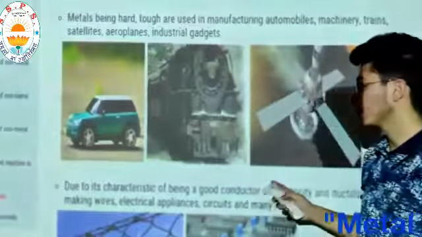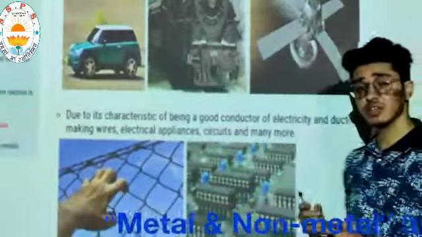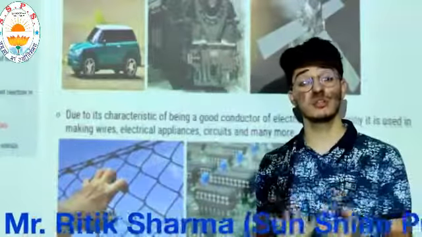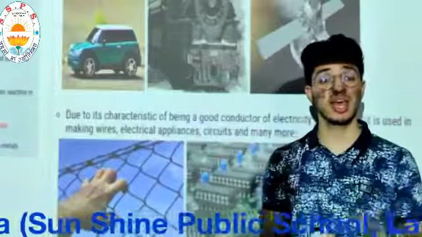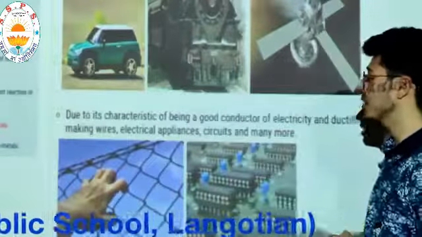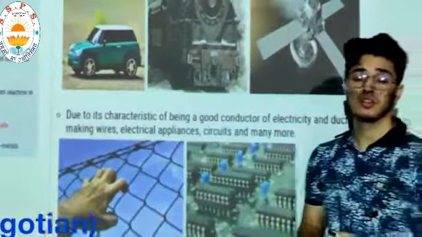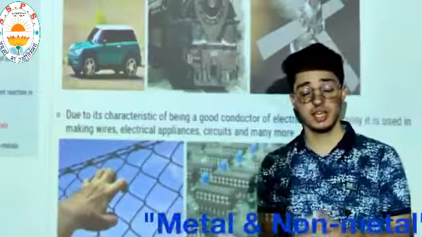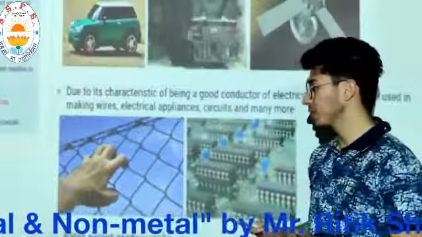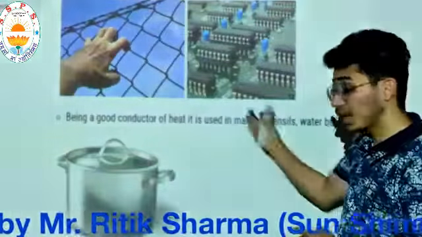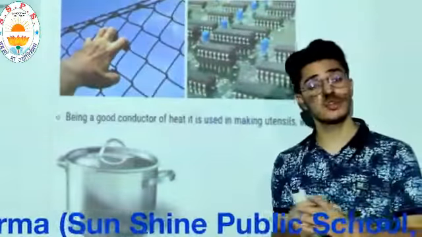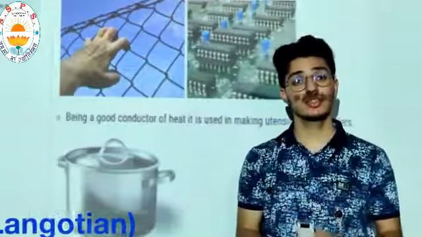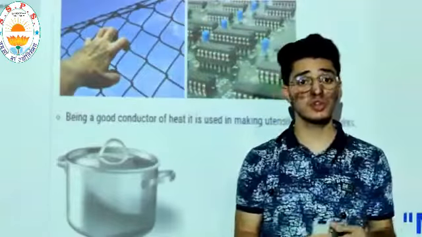Second property, metals were good conductor of electricity and they could be drawn into wires, that is, they were ductile. That's why we use metals for making wires. We use metal for making electrical appliances because they are good conductor of electricity. And metals were also good conductor of heat. That's why we use metals for making utensils.